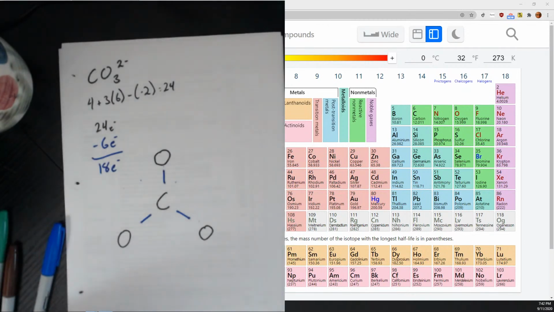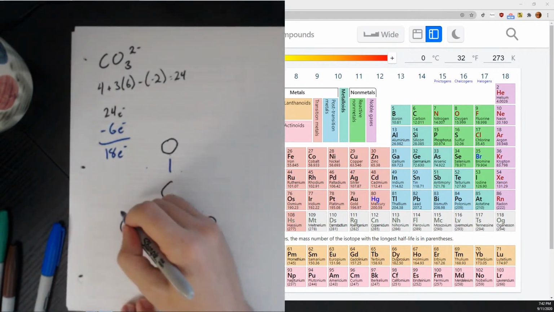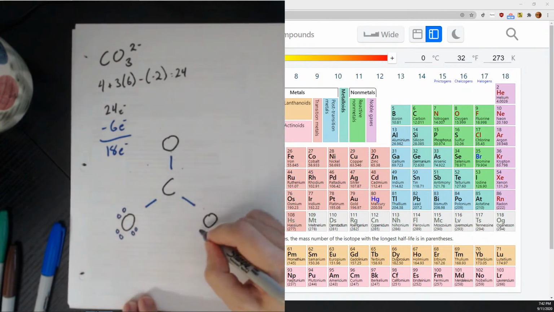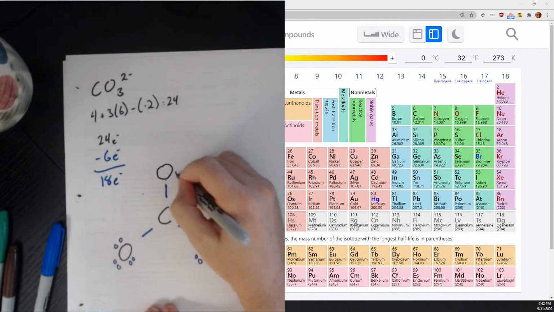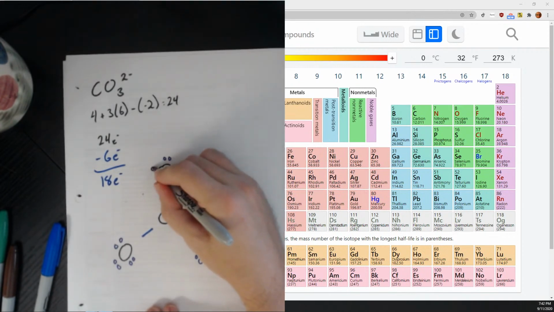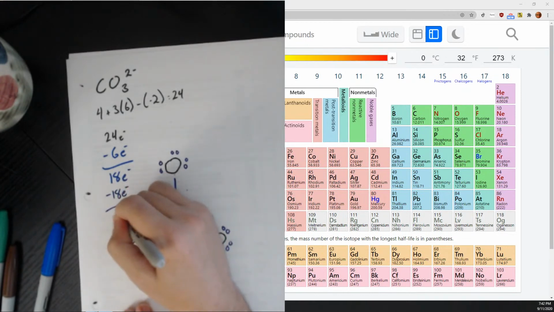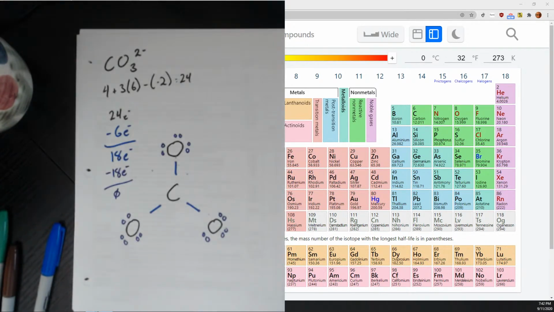Now we're going to go ahead and fill in the octet on each of our oxygens with lone pairs. So 2, 4, 6, 8, 10, 12, 14, 16, 18. That uses up the last of our electrons. No lone pairs for carbon.